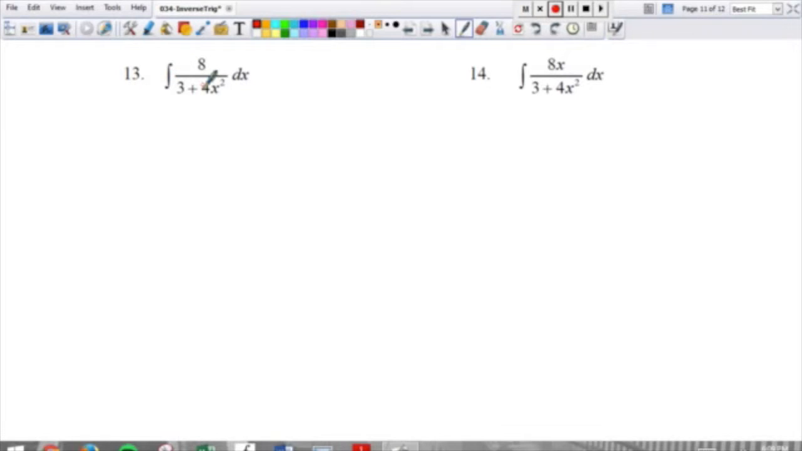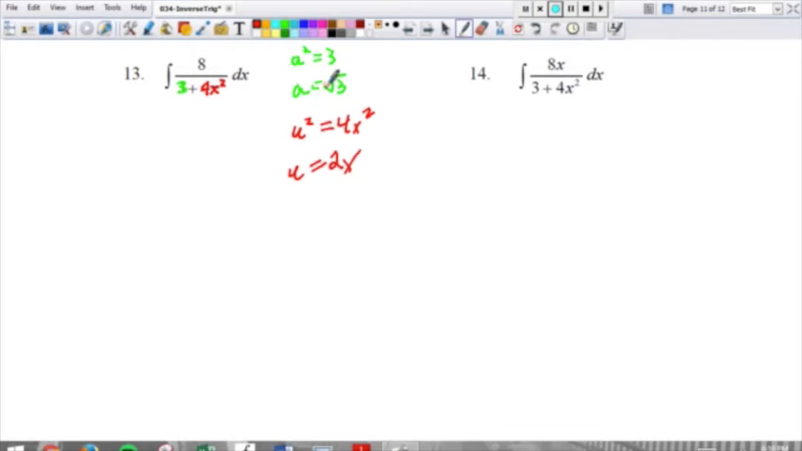Instead, we're stuck with arctan. Arctan is the only option. So here's my a squared and here's my u squared. A squared is 3, so a equals root 3. U squared equals 4x squared, so u equals 2x. Now again, if you're thinking you took the square root of both sides, not really.